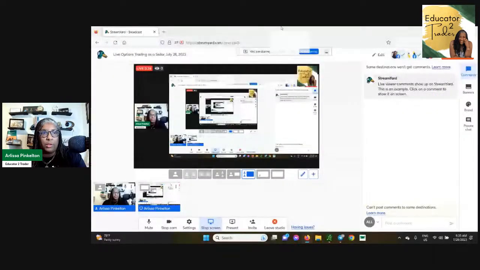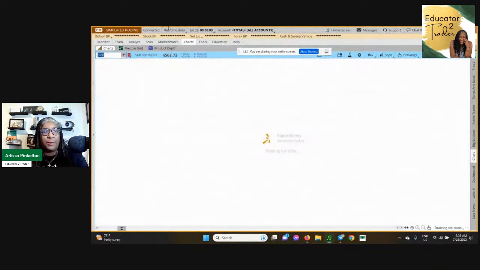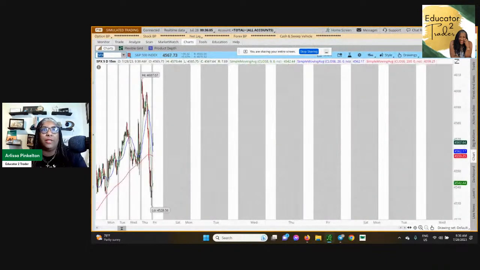Okay, I need to move this over here first, and then you all can see my screen. Yes, you can. This is SPX. I'd like to go to SPX first thing, so that way we can see what the charts look like first thing as we have opened up this morning.